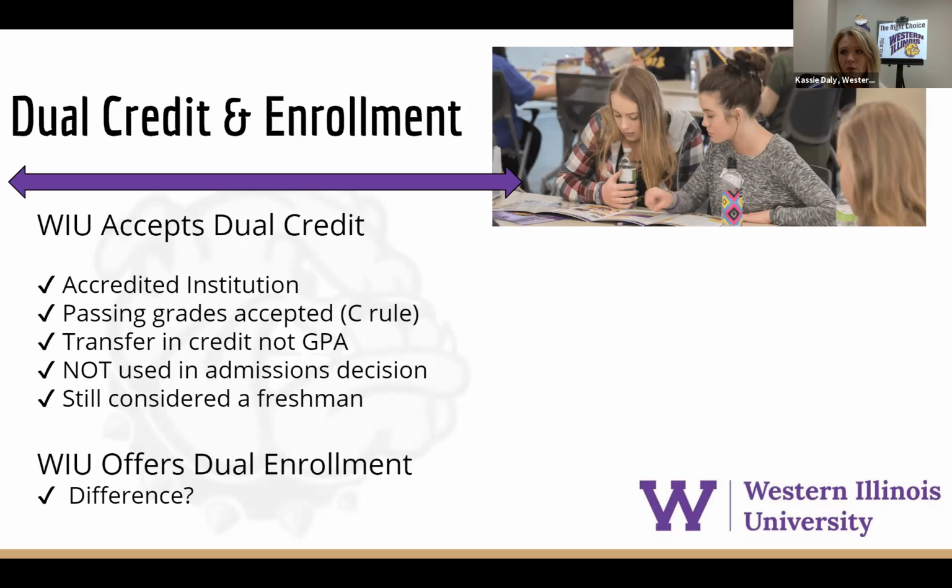WIU offers what we call dual enrollment, and the difference between dual credit and dual enrollment, as Gabby pointed out, is that dual credit you get high school and college credit for, but dual enrollment you will only get college credit for, and it's up to the high school to determine how they will take that credit back if they want to utilize that on your transcript.